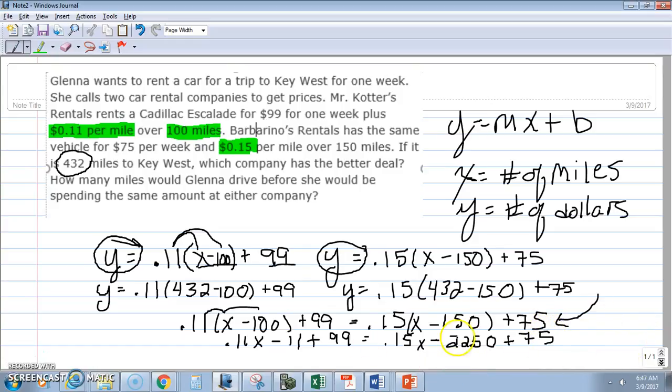Okay, so I did the hard part for you. Now you need to combine your like terms and get the x on the same side and then get x by itself. So you have 2 different answers here. The first one would be solving these 2 to see which is the cheapest for 432. And then the second one would be solving this to figure out after how many miles they are the same.